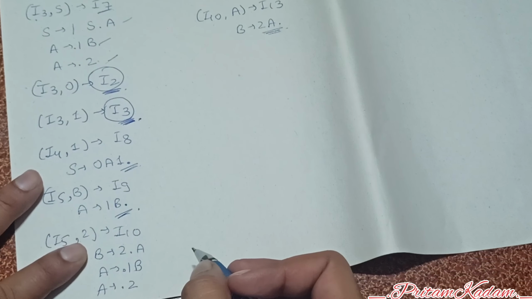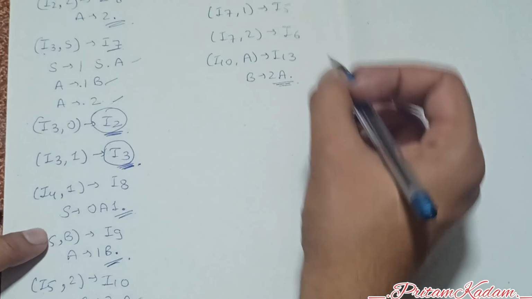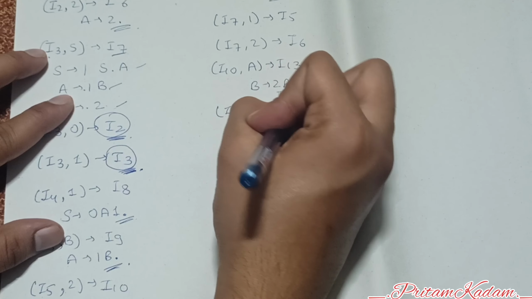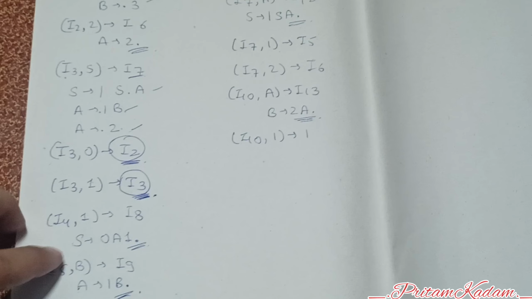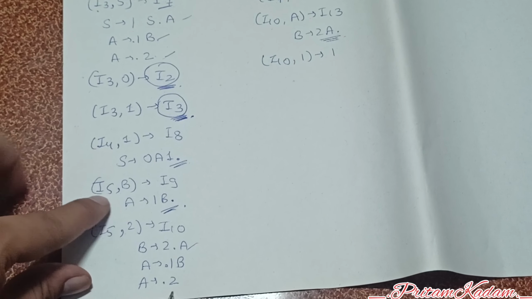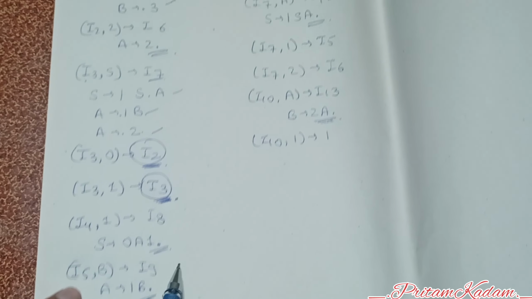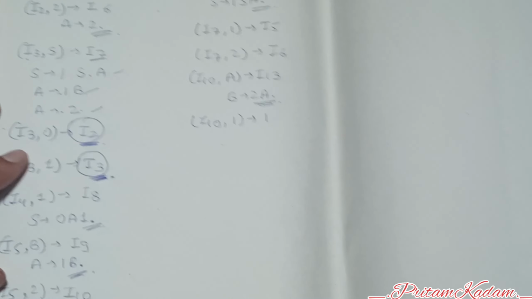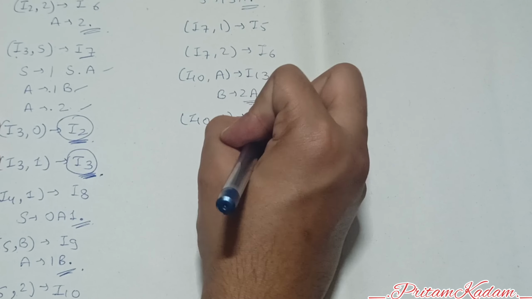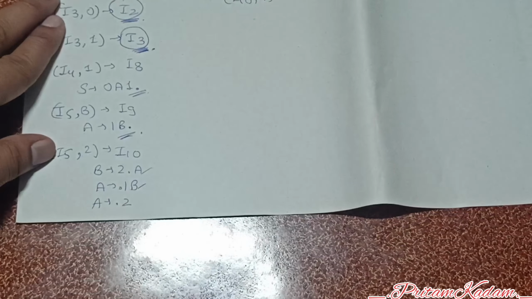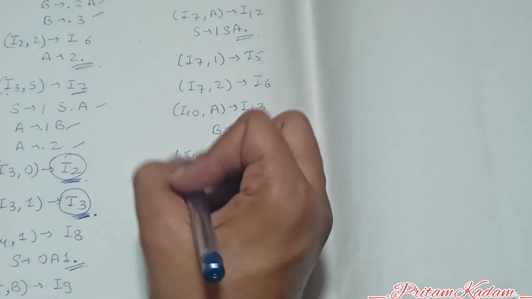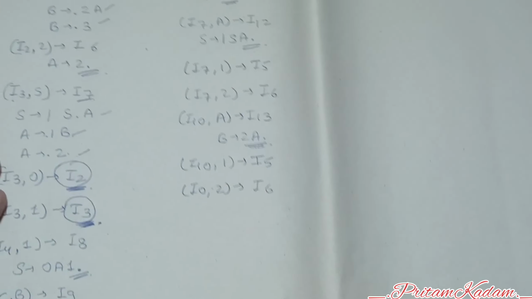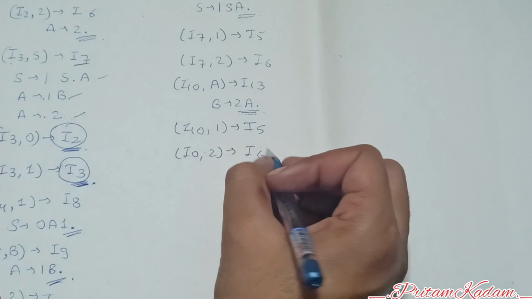Now we'll proceed ahead for the next production in state I10. So I10 on 1 goes to 1 dot B. I think we have completed this one. So 1 dot B is over here, that is the I5 state. So I10 on 1 goes to the I5 state. Now for the last part, I10 on 2, which is the same as that of the I6 state. So A gives 2 dot.